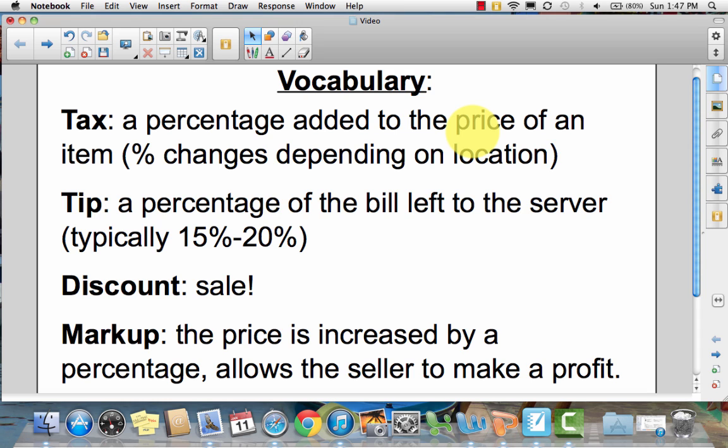In this video, we're going to discuss some different real-life applications of percentages, and some of these include tax, tip, discount, and markup. What you see on your screen right now are some definitions that we discussed in class. If you do not have these copied down in your notes yet, please pause the video at this time and jot them down, and then when you're ready to continue, press play.